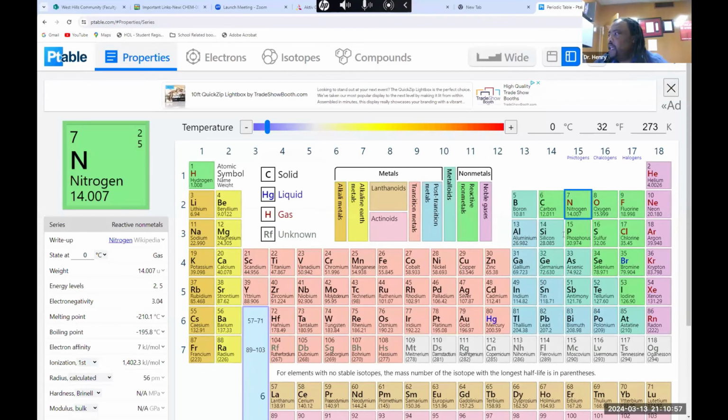So any element here and below, all of these guys have access to their 3D orbital because the d orbitals start at 3, right? So this is 3D. This one has 4D. 5D down here, and then this is 6D down there.